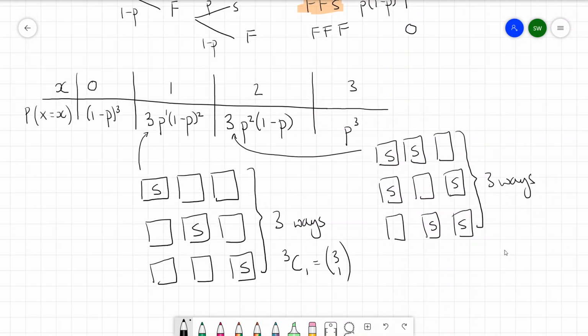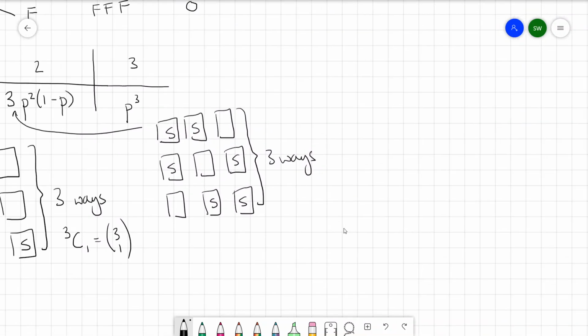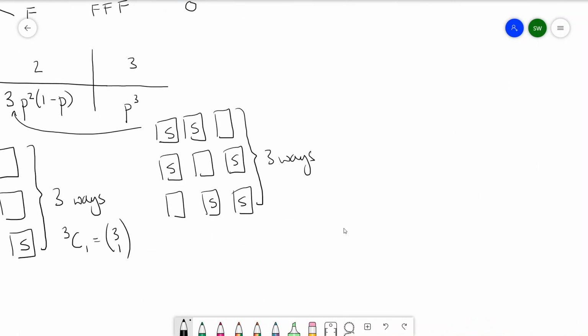Well, we don't really want to draw this out each time and work it out. So the mathematical way of working this out is to say we've got 3 boxes and we're going to choose 2 to be a success. So that's 3 choose 2, written like that, which is 3.